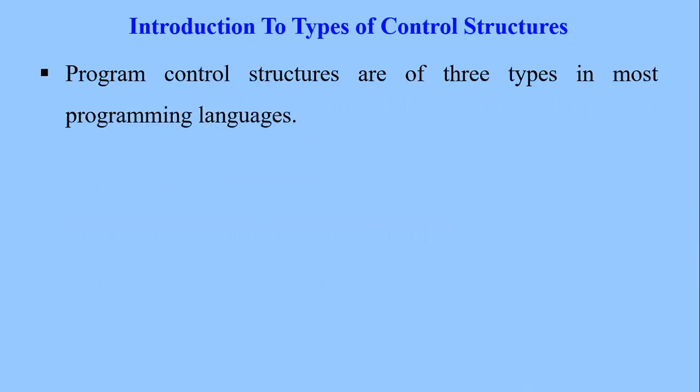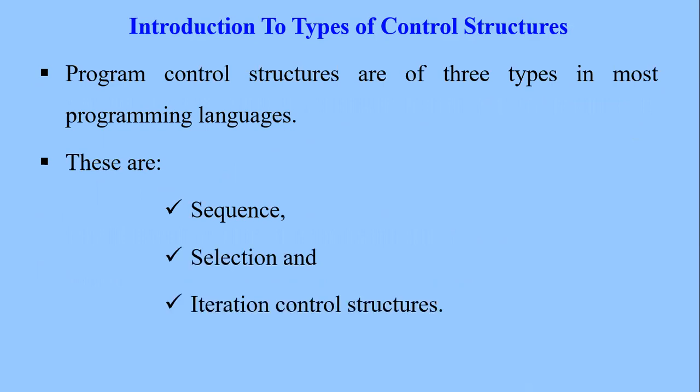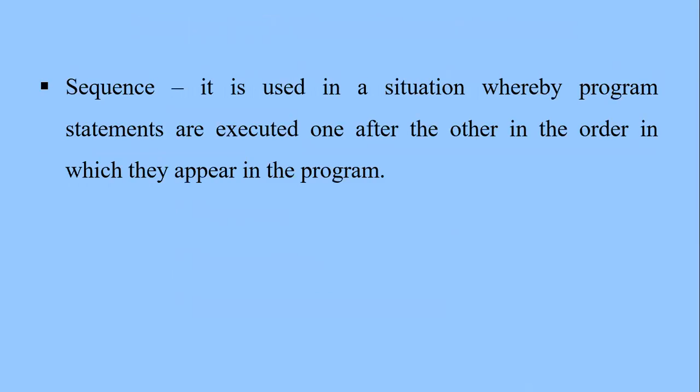Let's now look at the types of control structures. Program control structures are of three types in most programming languages. These are the sequence control structure, the selection control structure, and the iteration or looping control structure. The sequence control structure is used in a situation whereby program statements are executed one after the other in the order in which they appear in the program.